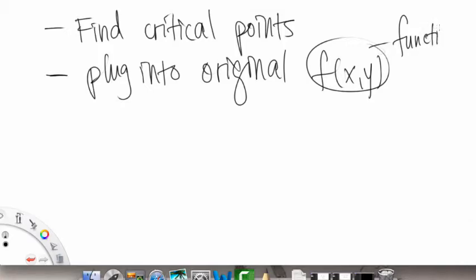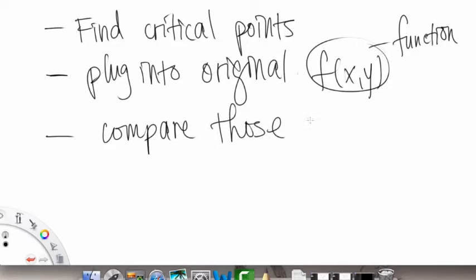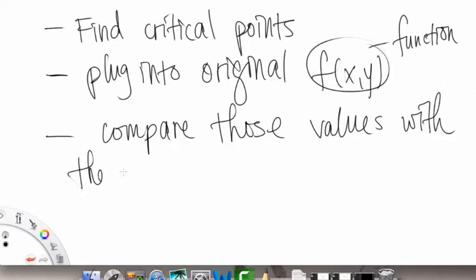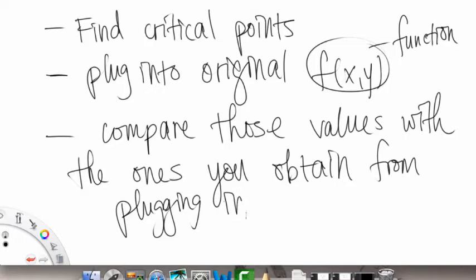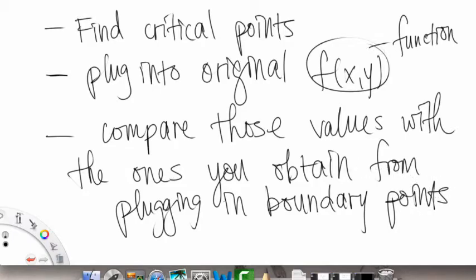Then we're going to compare those function values with the ones you obtain from plugging in endpoints, or I'll call them boundary points. We basically just have to check everything on the boundary. That's basically it.